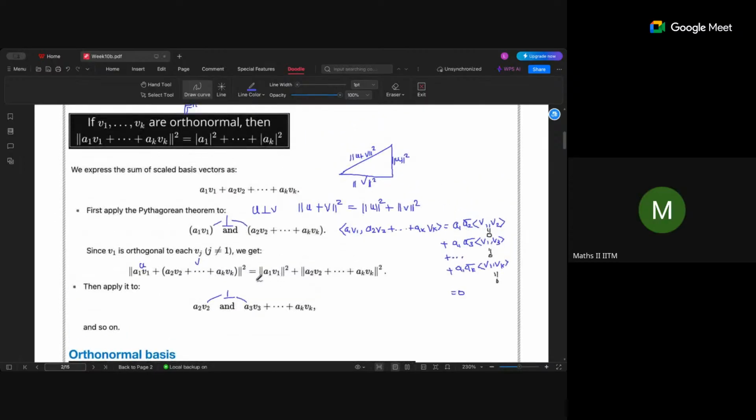Okay, first of all, note one thing: this is equal to what? Norm of a1 v1 squared, which is mod a1 times norm v1 squared, plus norm a2 v2 squared, and so on, up to ak vk squared. But what is norm v1 squared? Given it is an orthonormal set, what is norm v1 squared? Norm v1 is 1, right? Sorry, here I missed the square. So here you will simply have mod a1 squared and the remaining terms. In each step you will get mod a1 squared, then mod a2 squared, and so on, till mod ak squared.